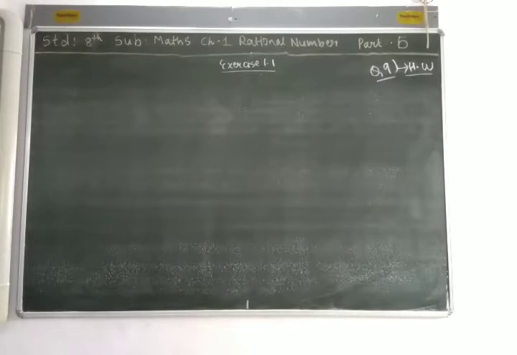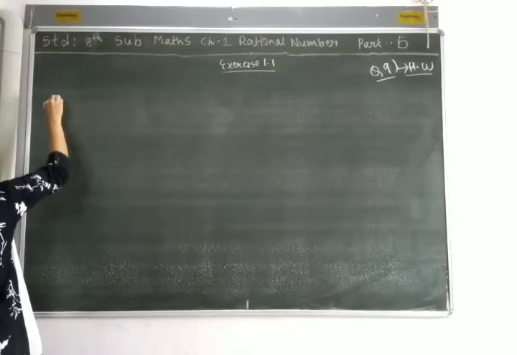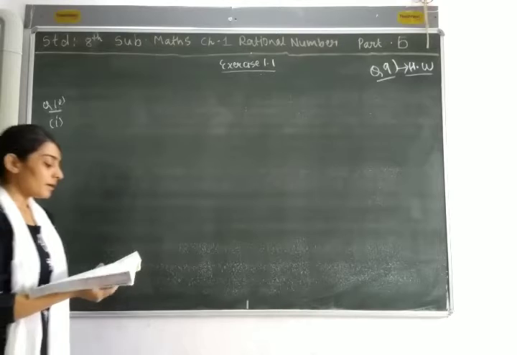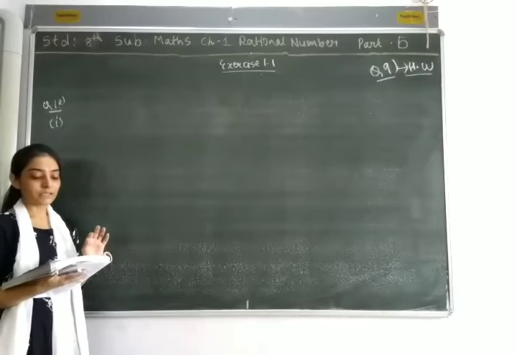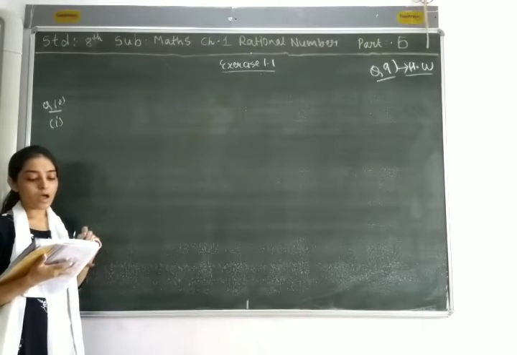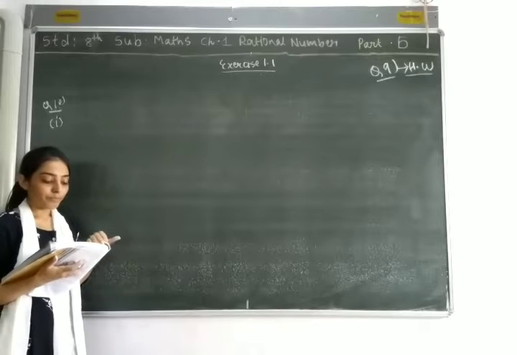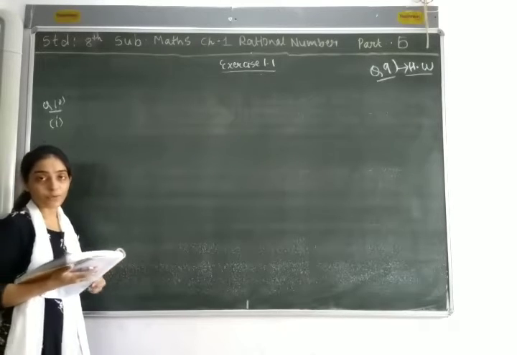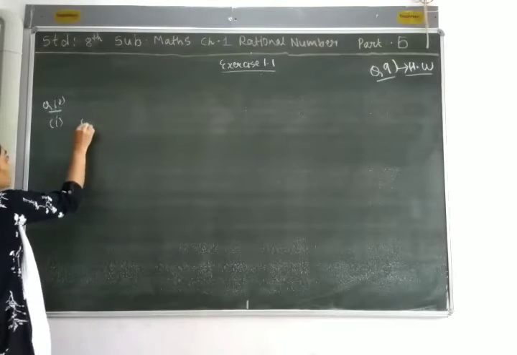Name question number 10. First one. Name the rational number that does not have a reciprocal. A rational number that does not have a reciprocal is only 0.